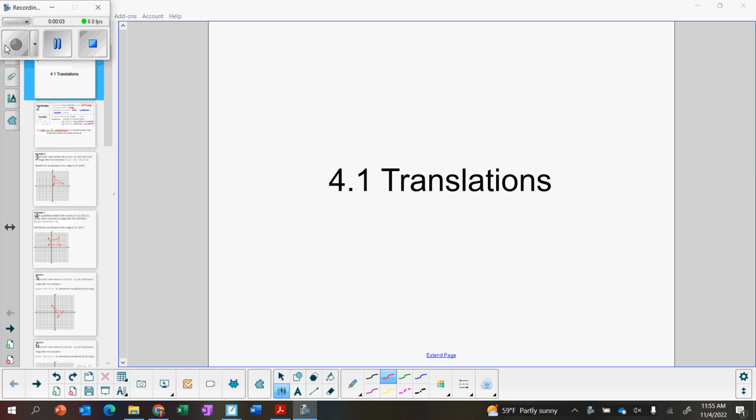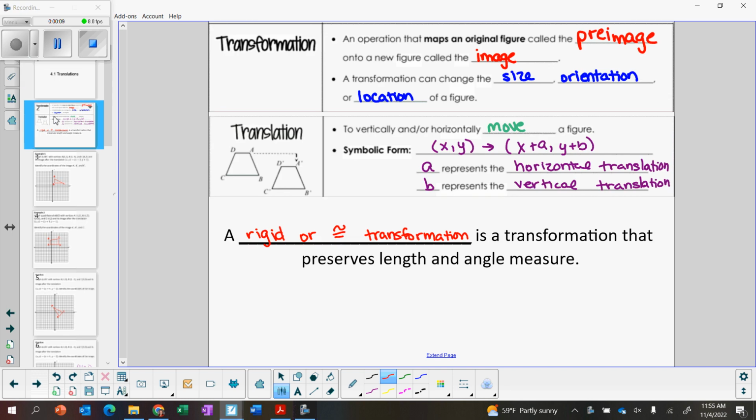This is 4.1 translations. So we are talking first about transformations, and transformations are any operation that maps an original figure called the pre-image onto a new figure called the image. A transformation can change the size, orientation, or location of a figure. All right. Notice in our example here of our first transformation, we have 4 points, A, B, C, and D.